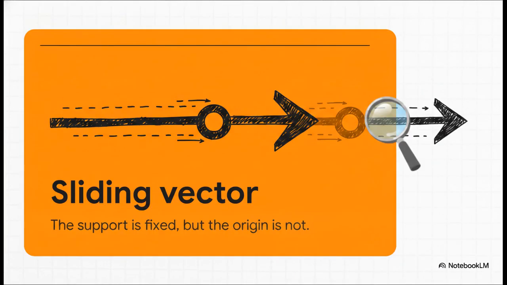Now contrast that with the sliding vector. In this case, the origin still isn't pinned down to a single dot, but it is restricted. It can only slide back and forth along its fixed support. Remember that infinite straight line track we visualized earlier? It's stuck on that track, but it can freely slide up and down it.